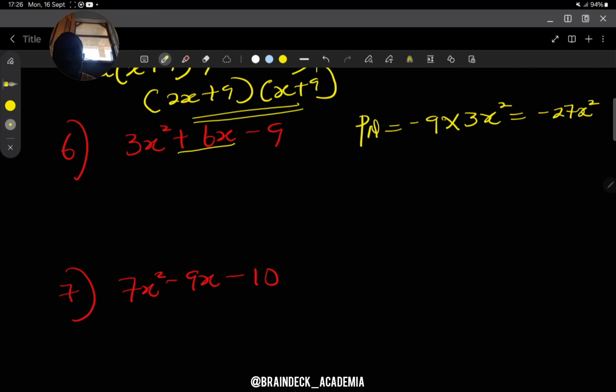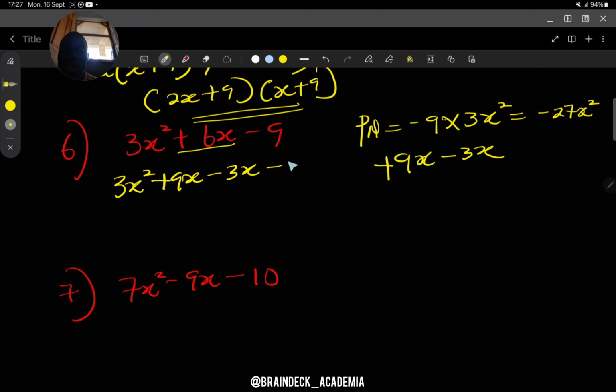I can make use of 9x minus 3x. Plus 9x minus 3x will give me plus 6x. This times this will give me minus 27x squared. So that will be 3x squared plus 9x minus 3x minus 9.